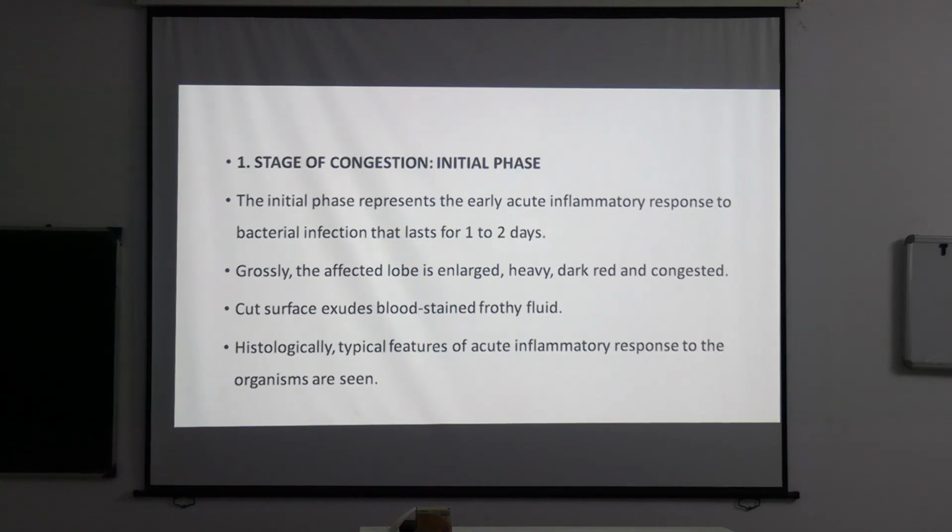First is the stage of congestion or initial phase. This phase lasts up to 1 to 2 days. It represents the early acute inflammatory response. Grossly, the affected lobe is enlarged, heavy, dark red, and congested. The cut surface exudes blood-stained, frothy fluid. Histologically, typical features of acute inflammatory response to the organisms are seen.